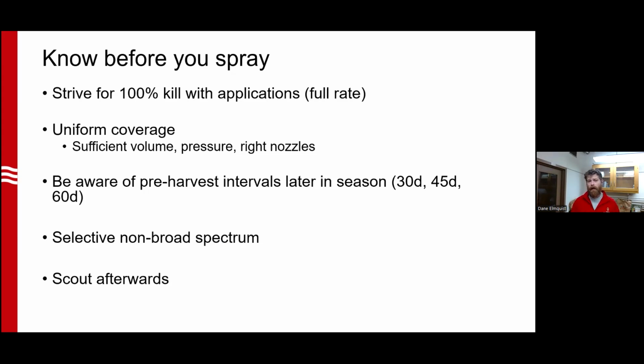If possible, and this fits into the IPM framework too, strive for using a pesticide that is a little bit more selective, so something that's not broad spectrum. This will help protect things like your natural enemies. For example, there are insecticides that are a little bit more specific, say, towards Lepidoptera or caterpillars. And then make sure to scout afterwards too.